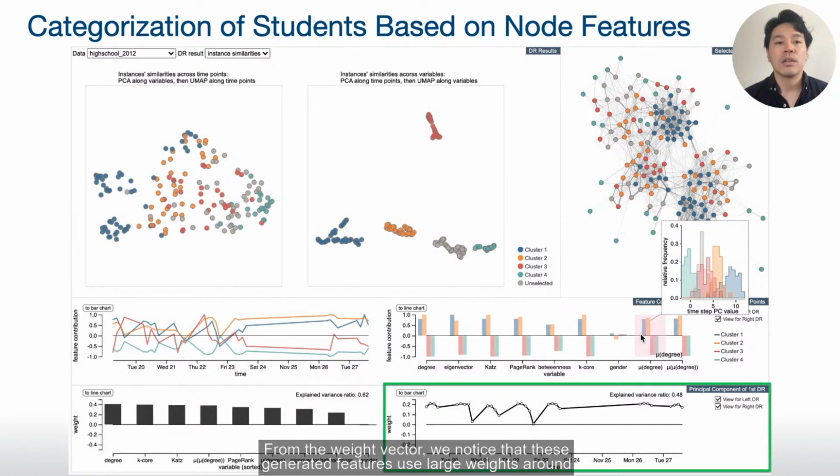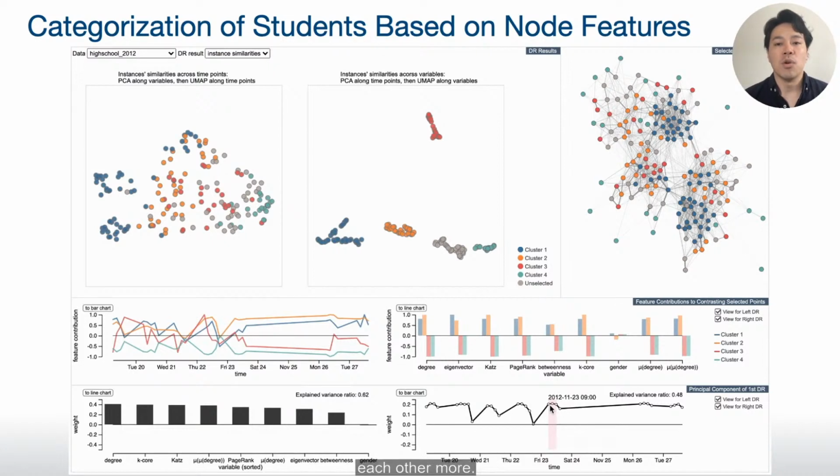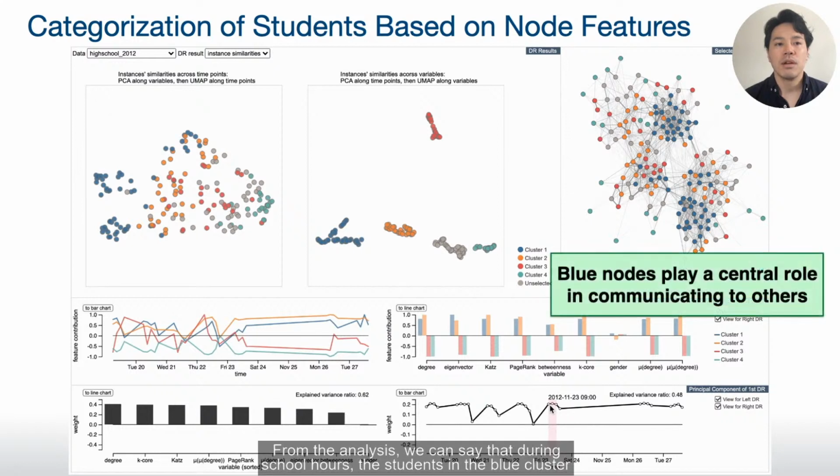From the weight vector, we notice that these generated features use large weight around the morning, whereas evening has close to zero weight. MultiDL seems to effectively prioritize the time when students have actively contacted each other more. From the analysis, we can say that during school hours, the students in blue cluster play a central role in communicating to other students as they have higher values for various network centralities.